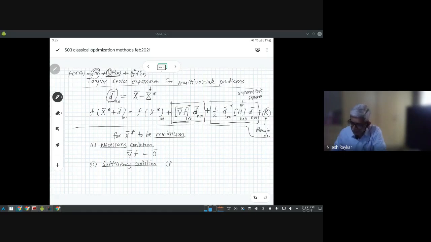Assuming that R is negligible, at x bar star, the Hessian matrix must be positive definite.